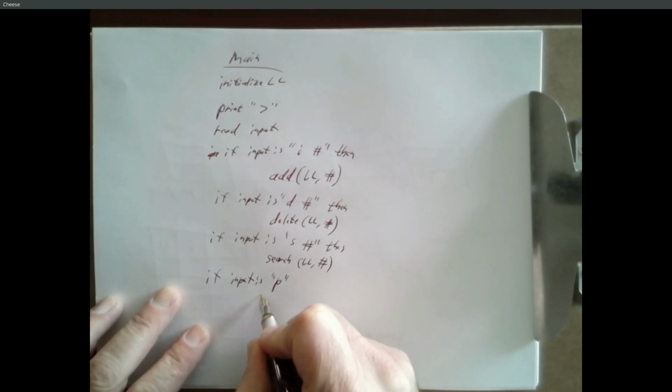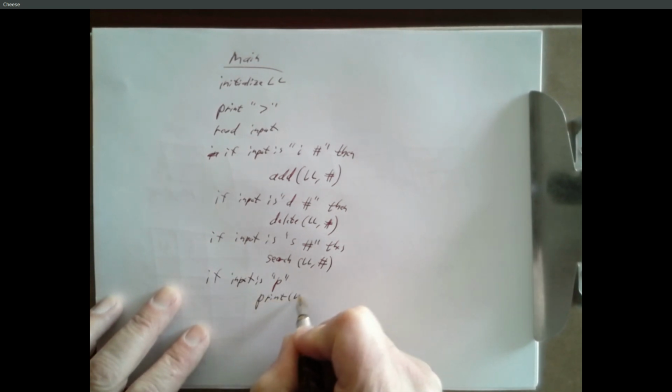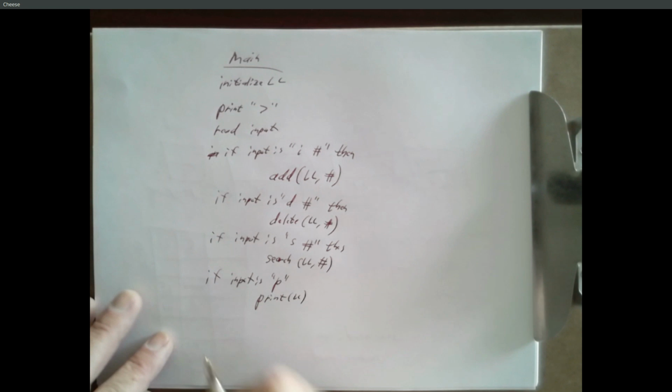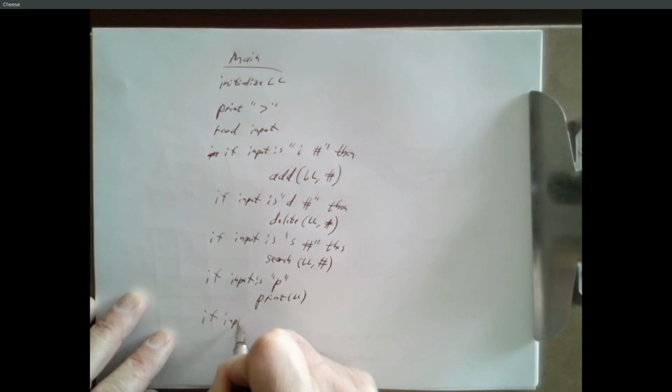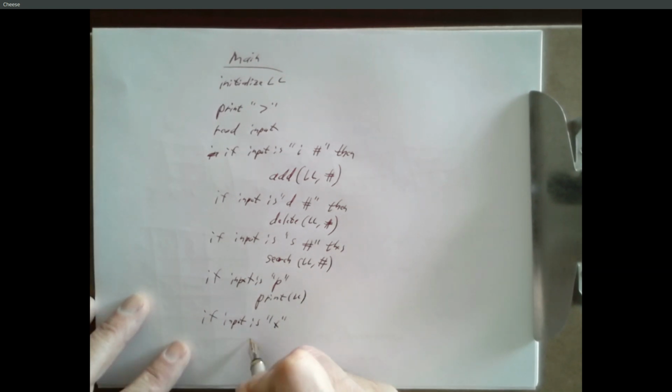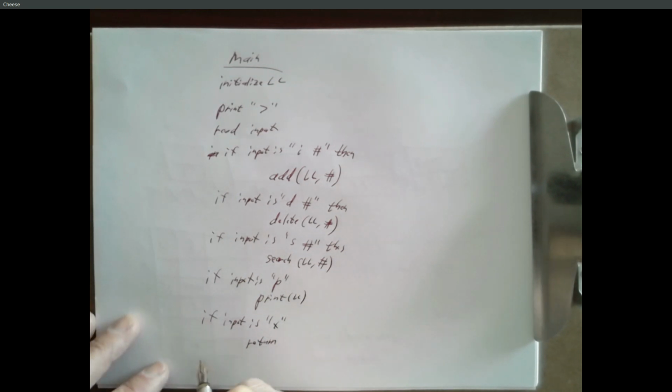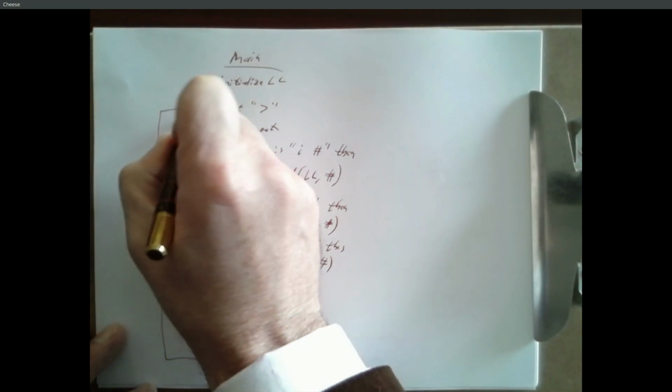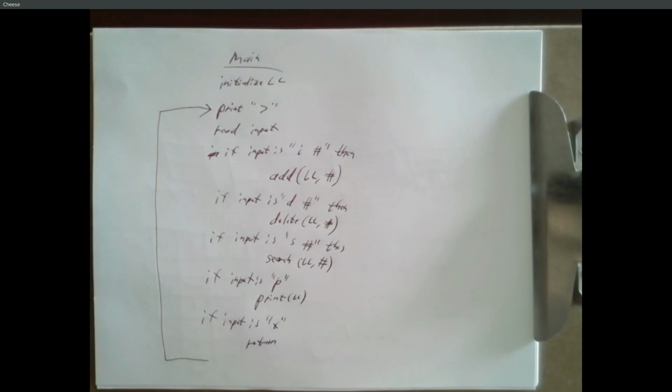If the input is P, print LL. What's the command for exiting? Is it Q? X. If input is X, we can just return. Otherwise, go back up here. So it's a big loop. That's really all that main is.